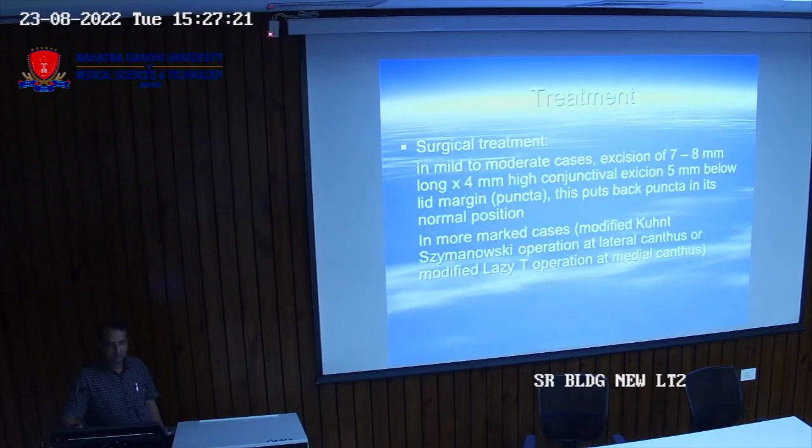Treatment is surgical. In mild to moderate cases, excision of a 7 to 8 mm long and 4 mm high conjunctival segment, 5 mm below the lid margin. This puts the puncta back in its normal position. In more severe cases, modified Kuhnt-Szymanowski operation at the lateral canthus or modified Lee-Tee operation at the medial canthus.